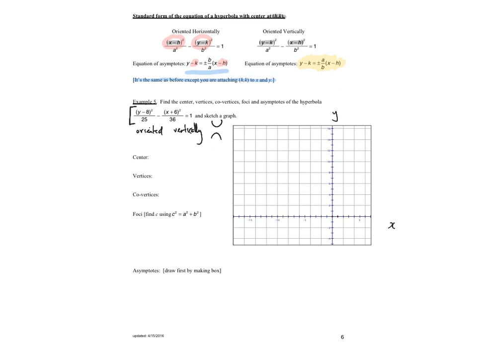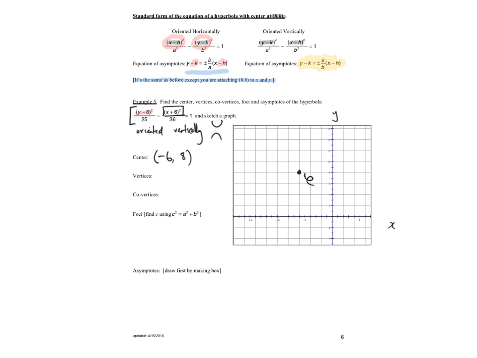We need to read off the correct centre. Now, the x term gives us the x coordinate of the centre, so we're going to have a negative 6 x coordinate. The y term gives us the y coordinate of the centre. So we're going to have 8 as our y coordinate. So let's plot that on the graph. Negative 6, 8, right here. Let's label it with a curly C. I know it looks like an E, but trust me, it's a curly C.